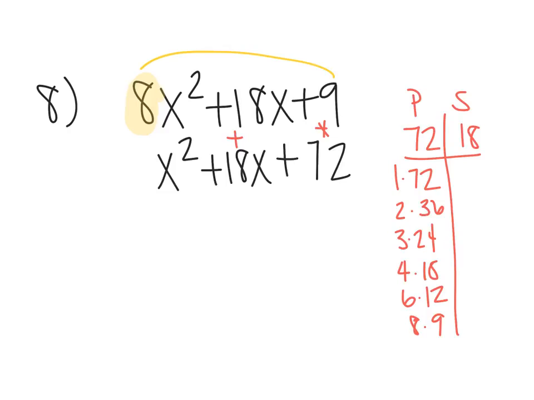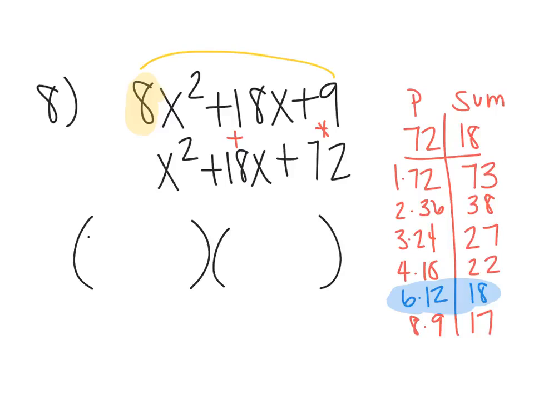So on the right side, this is my sum side, so I need to add all those numbers. 1 plus 72 is 73. 2 plus 36 is 38. 3 plus 24 is 27. 4 plus 18 is 22. 6 plus 12 is 18, and 8 plus 9 is 17. So the set of numbers that worked here was 6 and 12, because when I added 6 and 12, I got 18. So just like on the previous problem, I'm going to write my 2 parentheses, and we have x plus 6, and we have x plus 12.